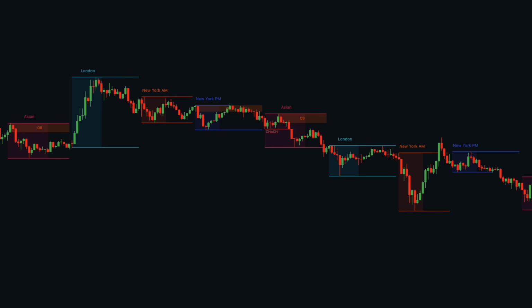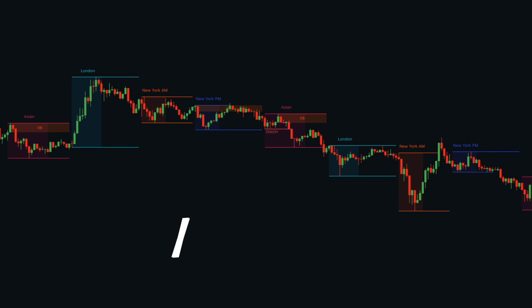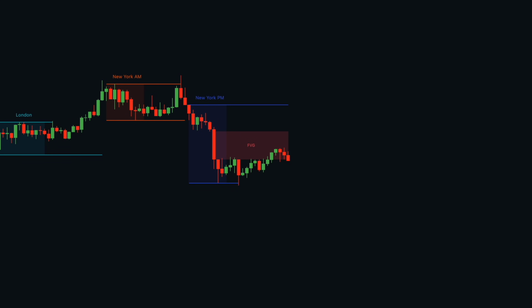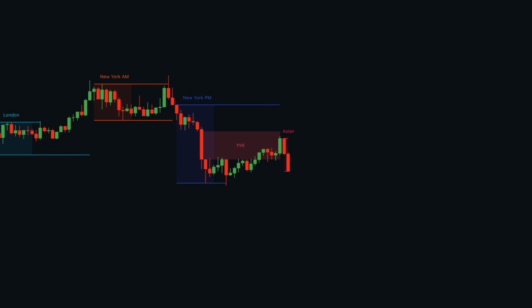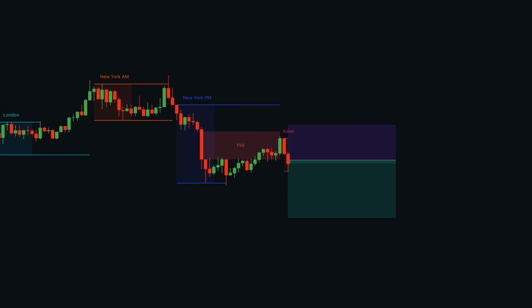In Forex and futures trading, timing is crucial. ICT kill zones are specific periods when there's a higher chance of finding setups of interest. Mastering these time intervals can offer significant advantages to traders who know how to use them effectively. Here's how you can utilize the ICT Kill Zones Toolkit. We can see in the following example that when price retests setups generated from kill zones such as order blocks or fair value gaps, a potential strategy could be to look for entries on those and take profits as the next kill zone appears.